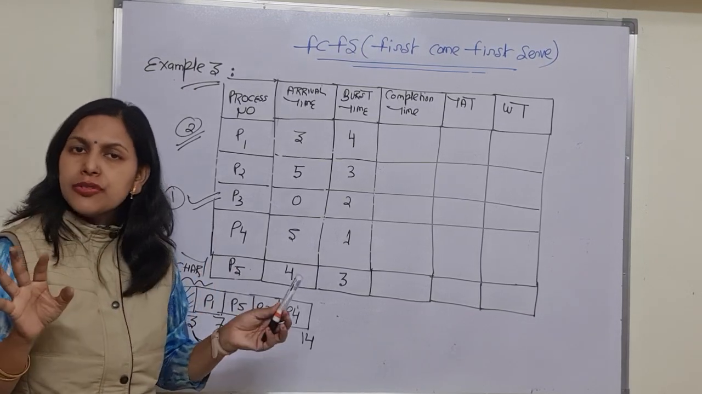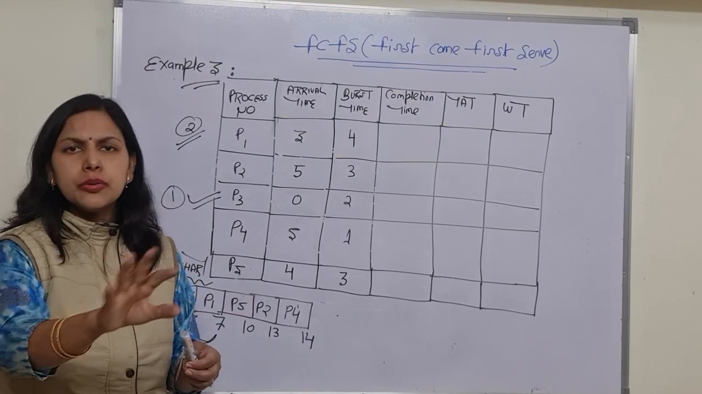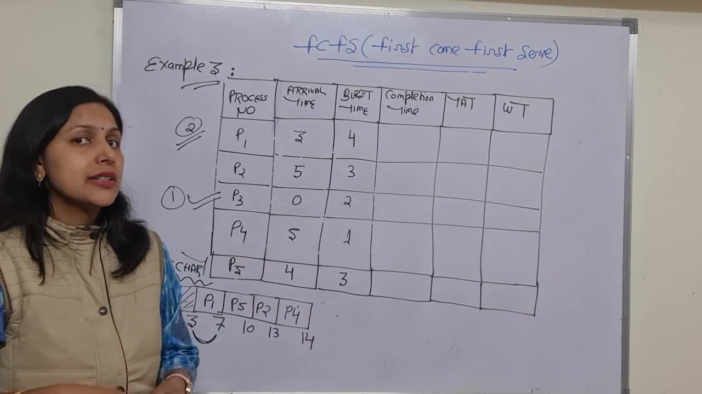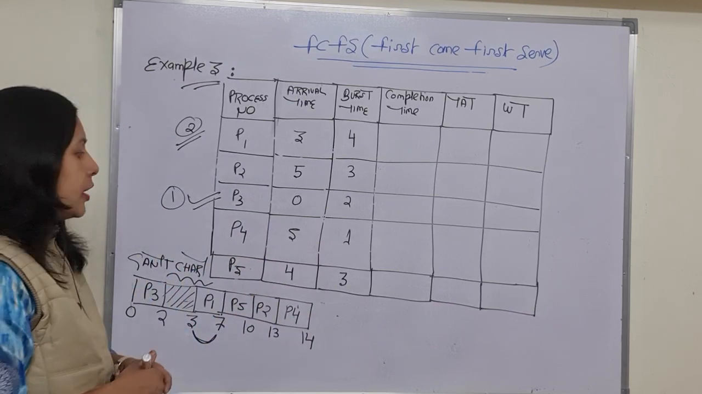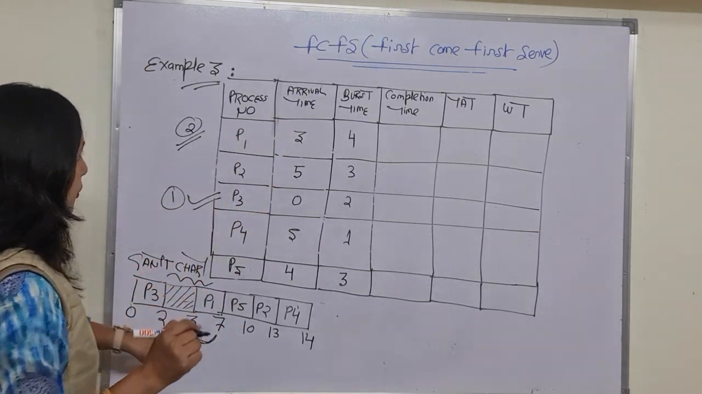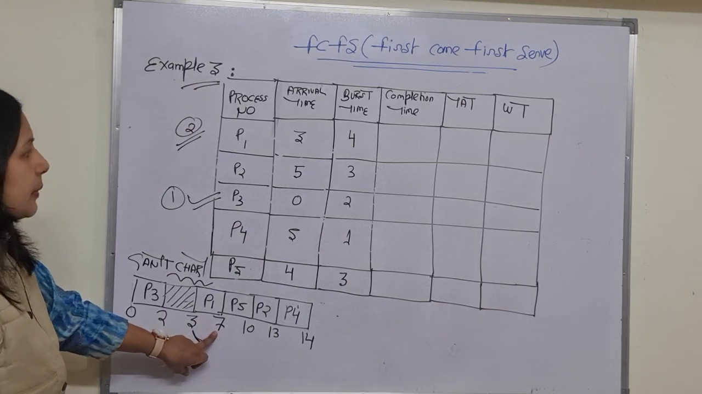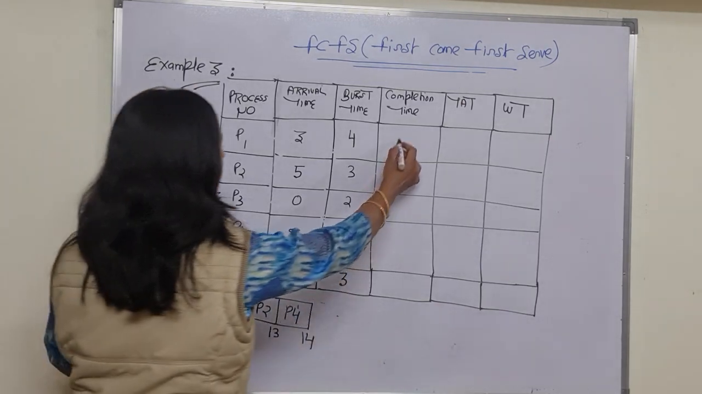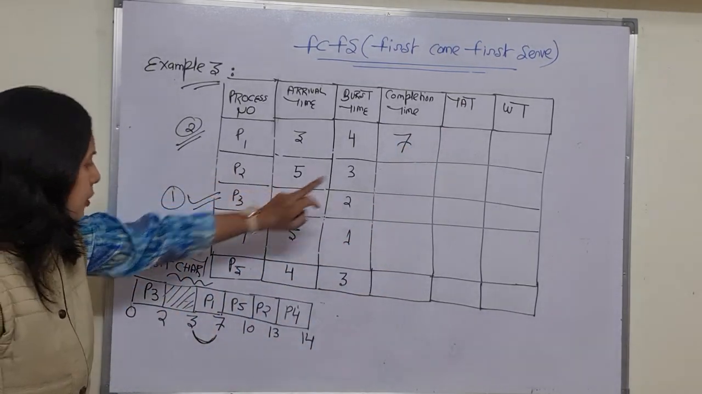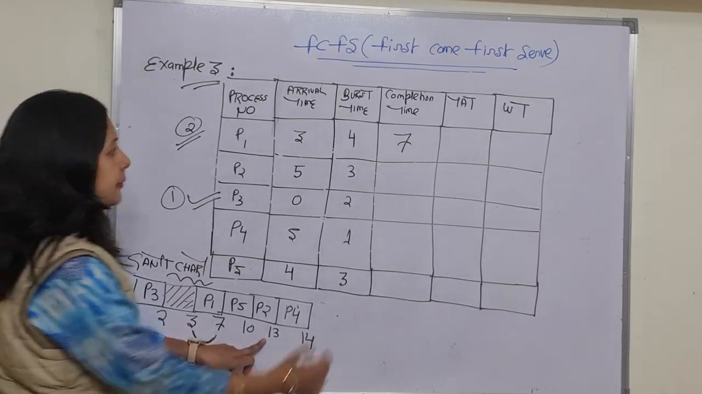And if you have drawn the Gantt chart for any of the algorithms, then obviously you could write the completion time, and calculate the turnaround time as well as the waiting time, right? So with the help of this Gantt chart, you just write the completion time. For process P1, the completion time is 7. And the completion time for process P2 is 13.